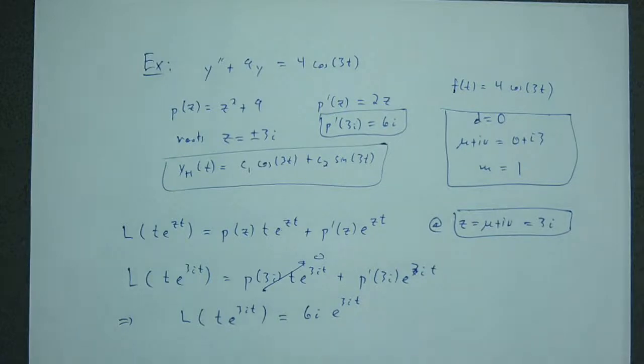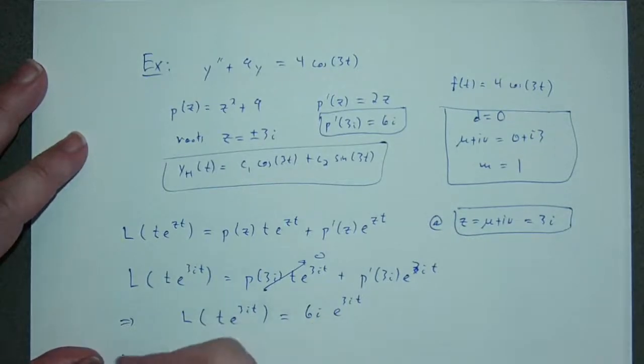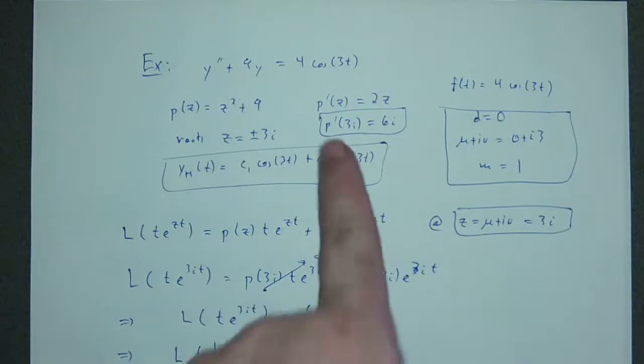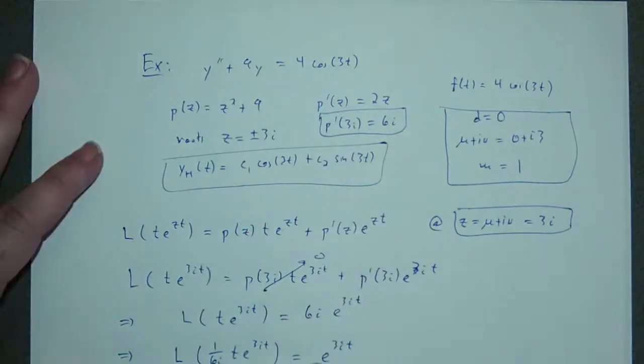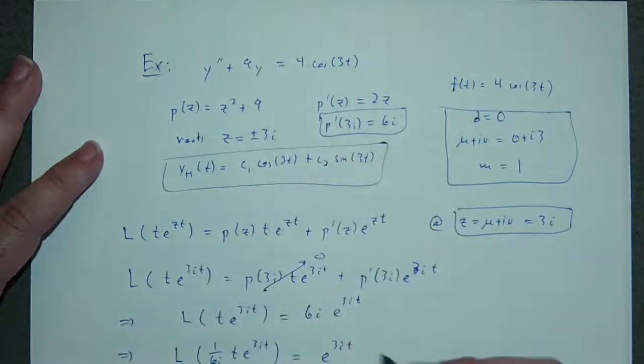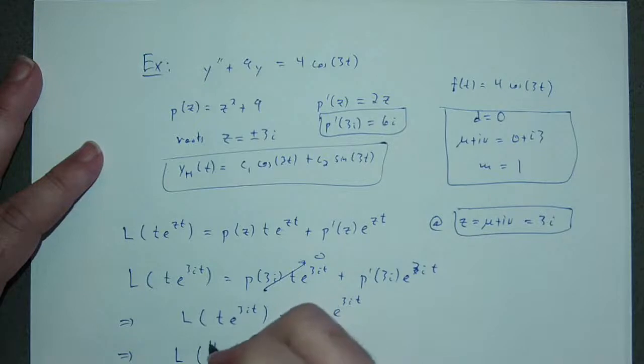Now, what I want here is I want 4 cosine of 3t. So if again I divide through by 6i just to make my life easier, I get L of 1 over 6i t e to the 3it is e to the 3it. But I look ahead and I say, well, what I'm really going to want here is 4. So I want this to be a 4 here so that when I take the real part, I'm going to get 4 cosine 3t. So really, this is what I'm looking for. So I need this to be a 4.